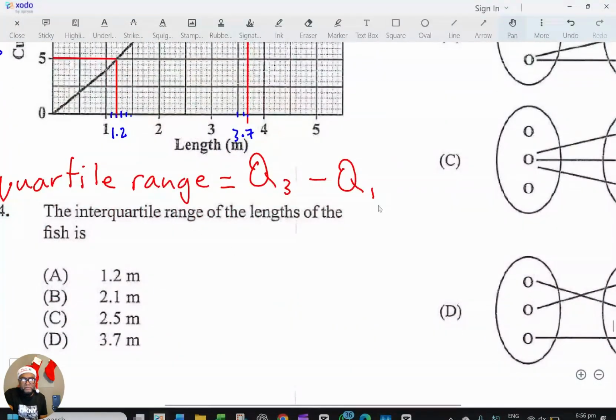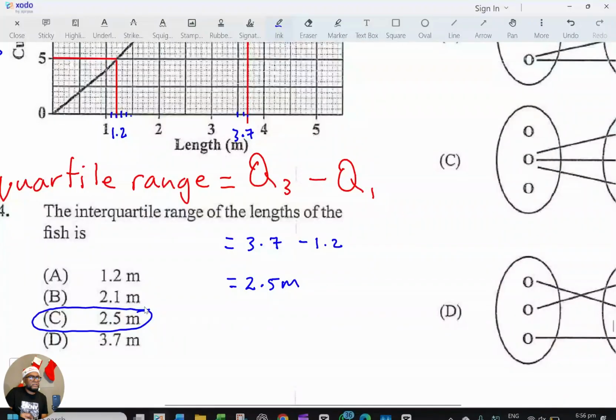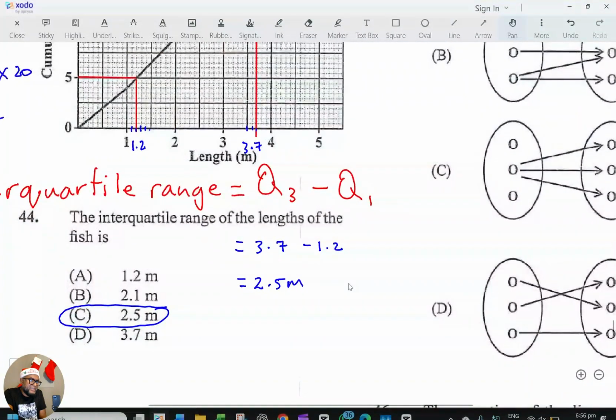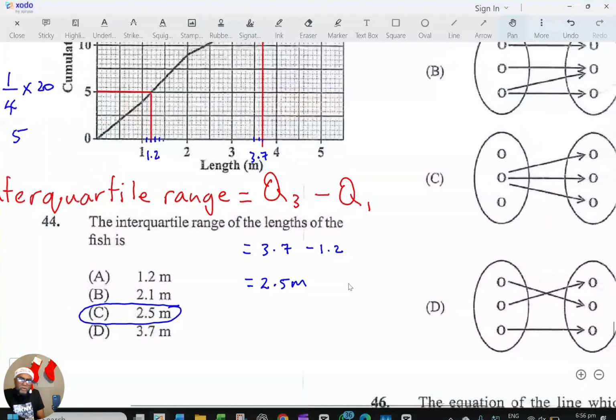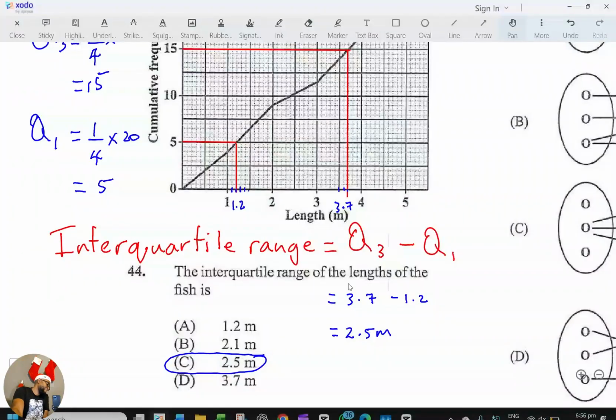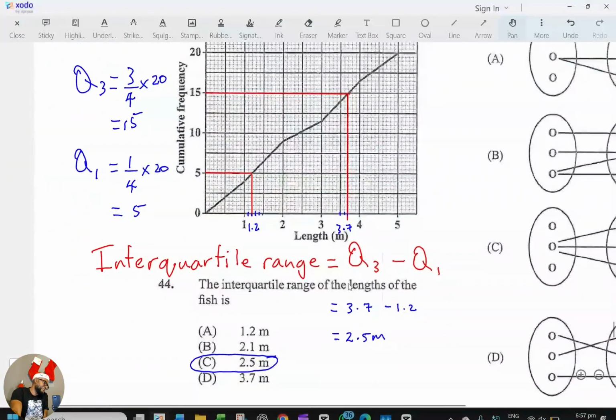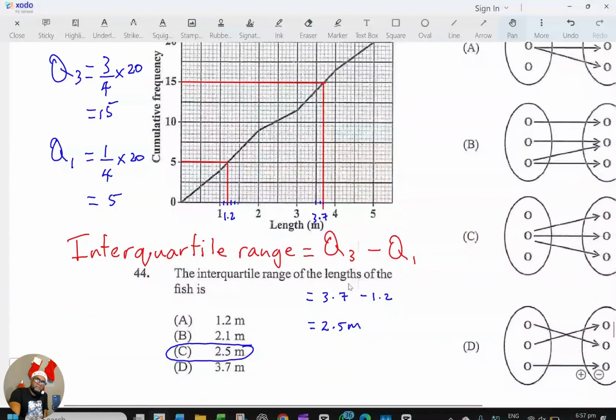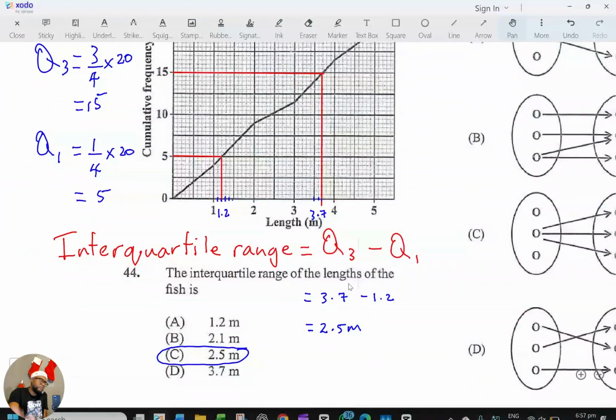The interquartile range would be Q3, which would be 3.7, minus 1.2. And what we'll get is 2.5 meters. The answer would be C. Shanella, do you get all these things? Yes. All right, nice. Write down when you need to write down, please.